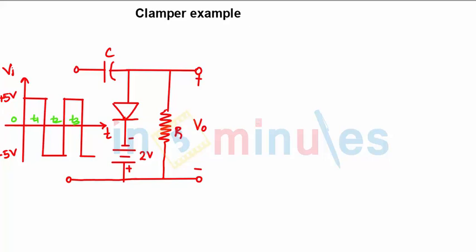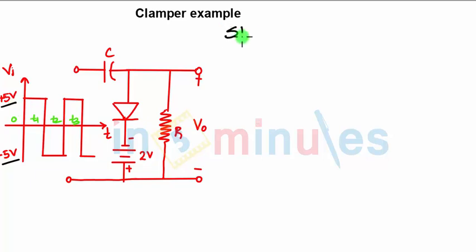Next example of a clamper circuit is as shown in the diagram. For simplicity, I am keeping the peak-to-peak voltage as 10 volts. That is, in the positive half cycle 5 volts, negative half cycle minus 5 volts. For simplicity, in all examples, I am taking it as 5 volts for you to understand it better.